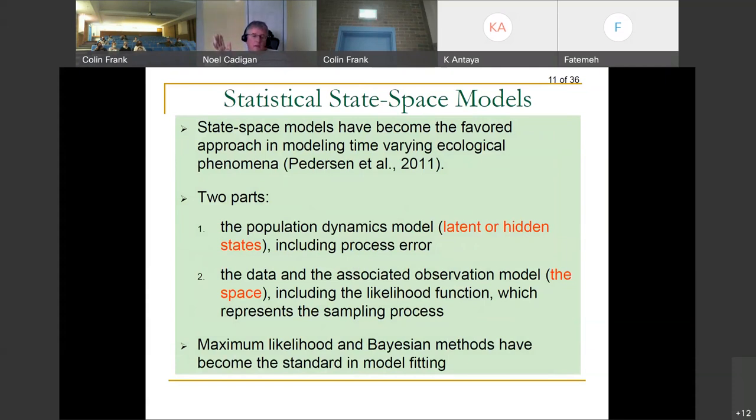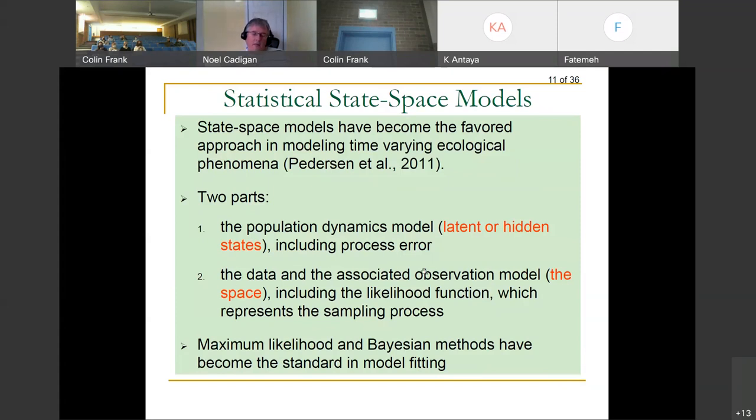So a state space model typically includes some type of population dynamics or population process model that involves the population, or attributes of the population, that are essentially latent or hidden from direct observation. And the population dynamics model would typically be formulated to include a process error, so that the model is only providing an approximation of the time-varying ecological phenomena.